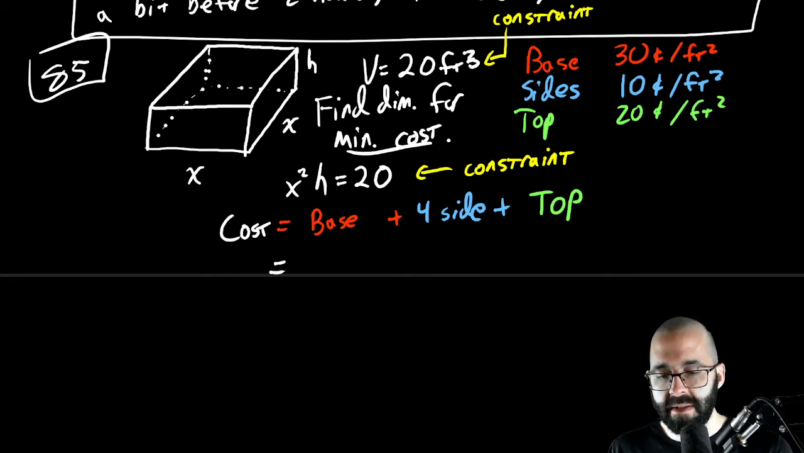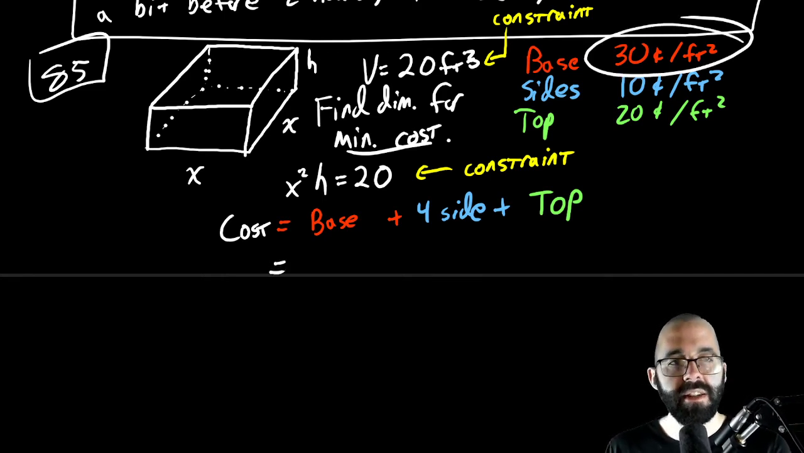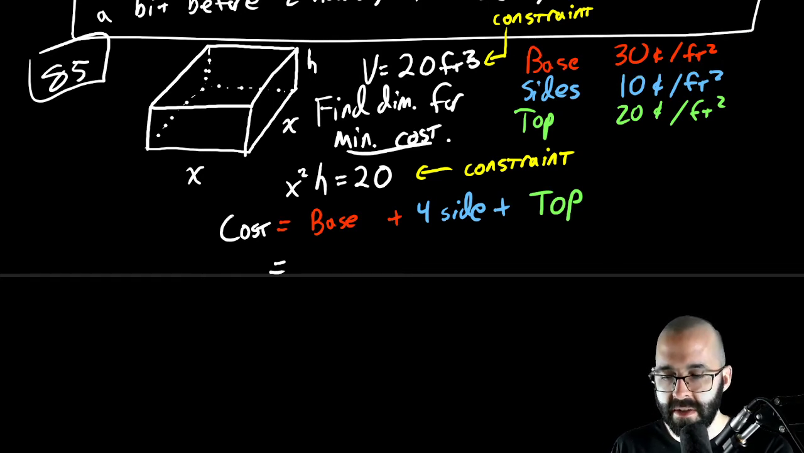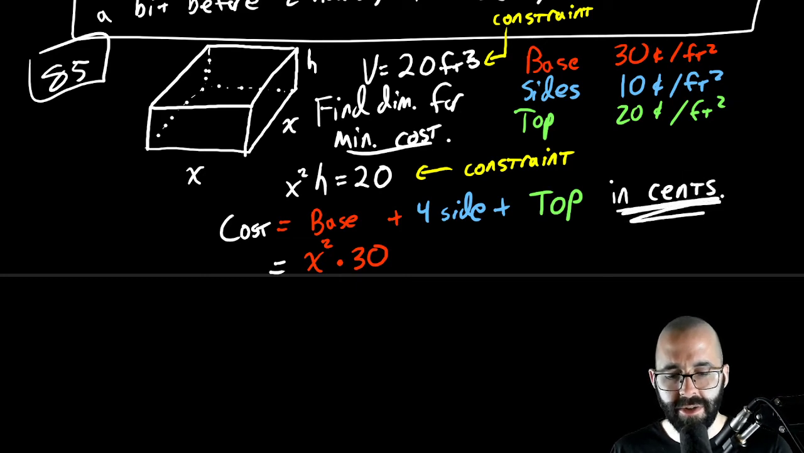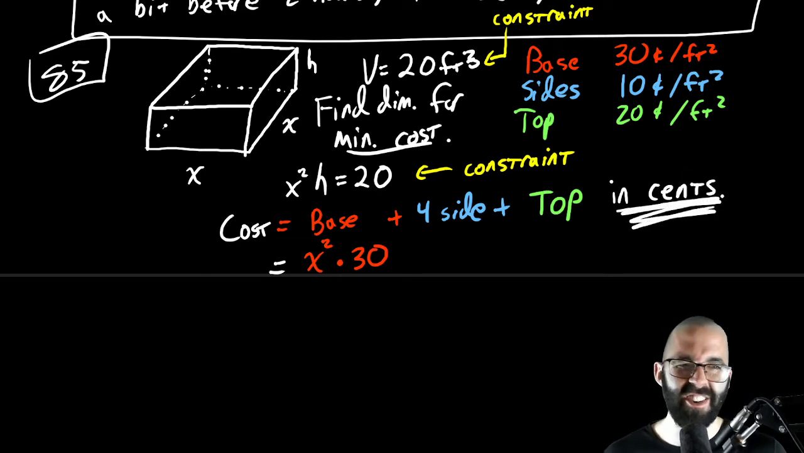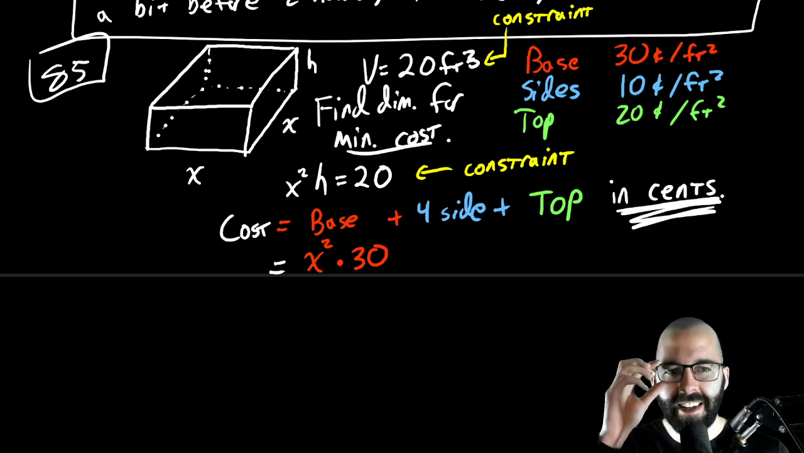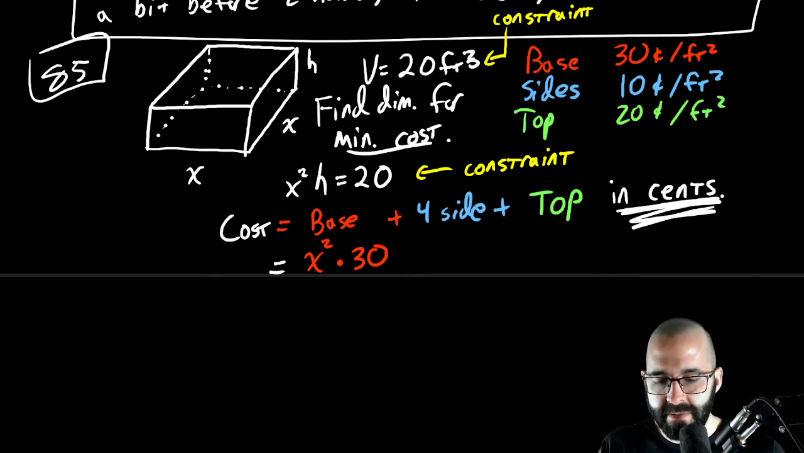What's the cost of the base? The base is 30 cents per every square foot. And what's the area? The area is x squared square feet times 30 cents per every square foot. All right, and let's make a note to ourselves: this cost is in cents. We'll want to convert that to dollars later on. Don't let me forget this. I probably should have converted things into dollars in the first place, but you can do it either way.